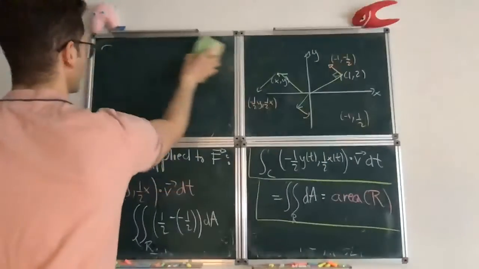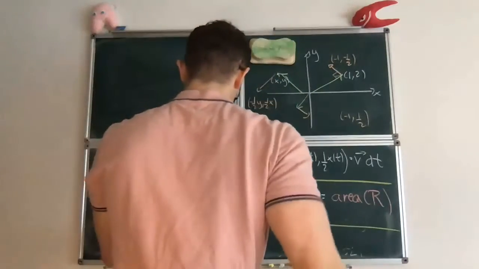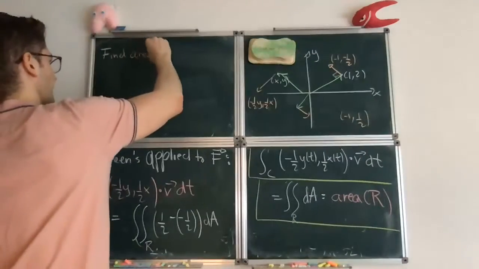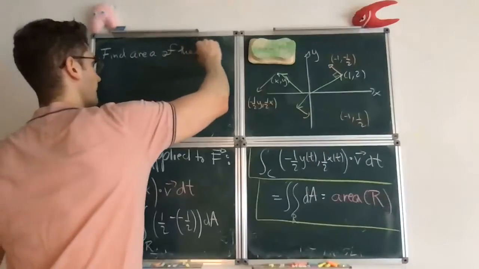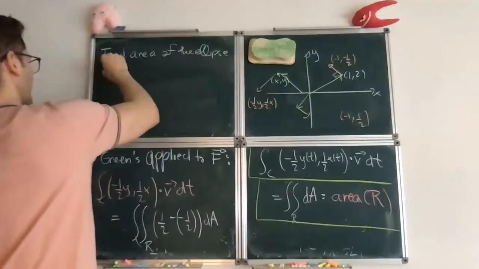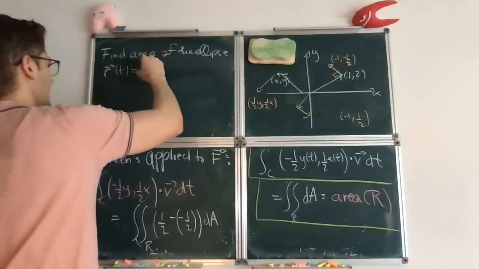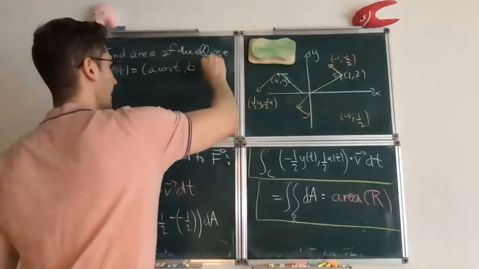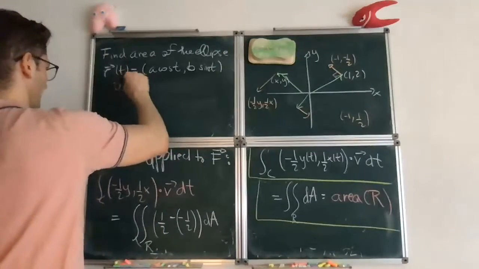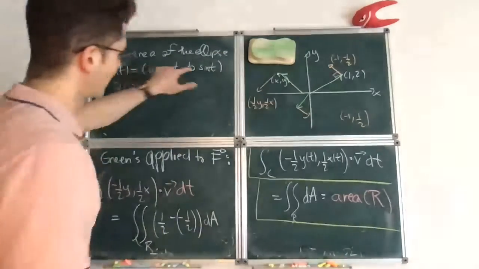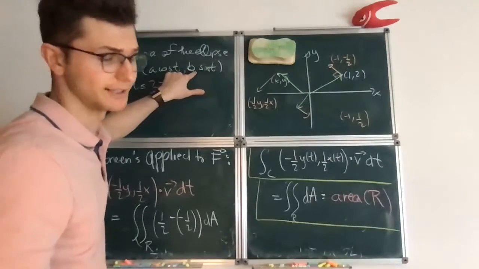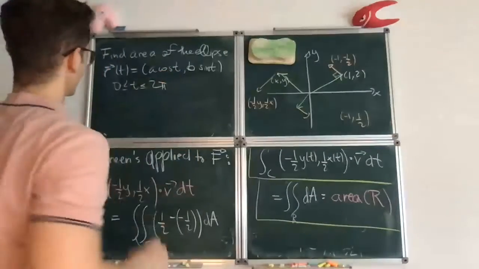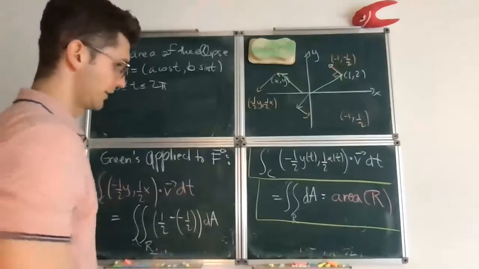So let's find the area of the ellipse. The position vector of an ellipse is a cosine of t, b sine of t, for t between 0 and 2 pi. When a and b are both the same, that's the equation of a circle of radius a. And when a and b are different, you just get an ellipse. So here's a way to find the area of an ellipse using Green's theorem.